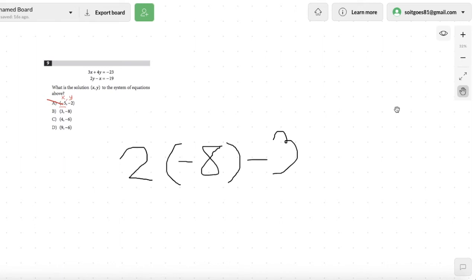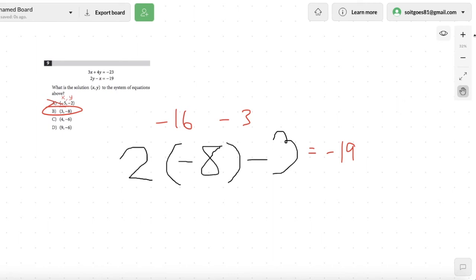So 3 times negative 3. Okay, and what is that? What's 2 times negative 8? 2 times negative 8 is negative 16. And then minus 3 is negative 19. Is that a true statement? Yes. Sure is. That matches up. Answer choice B. Done.